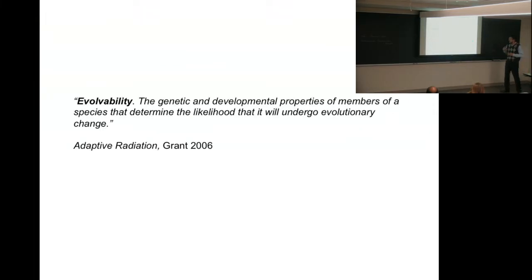So this refers to the concept of evolvability, which is the genetic and developmental properties of members of a species that determine the likelihood that it will undergo evolutionary change, the capacity to produce variation.